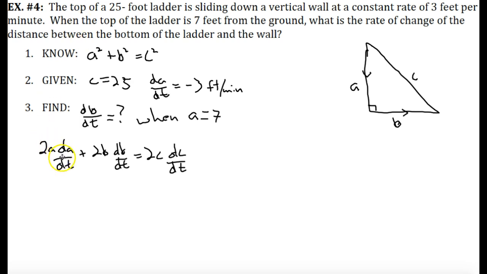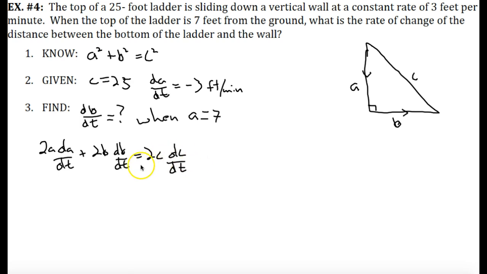I know A is 7. I know dA dt is -3. I don't know B, right? I'm not given B anywhere here. dB dt is what I want to find. I know C, but I don't know dC dt. So right now I have 3 unknowns. That's a problem. My only unknown should be dB dt. So we're going to have to do a little bit of work to figure out those other 2 things.